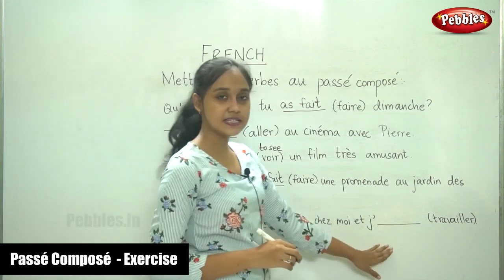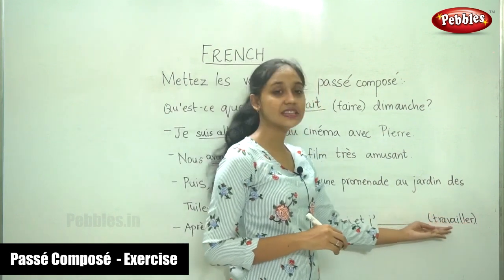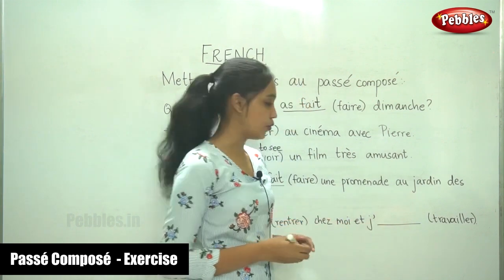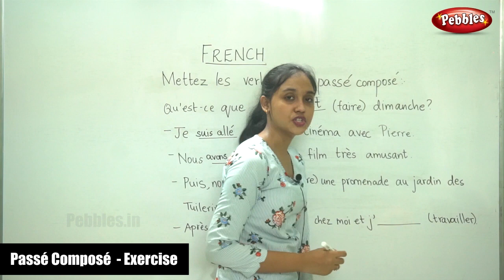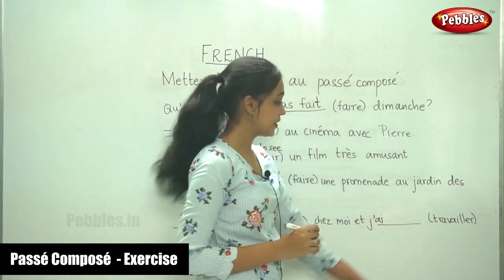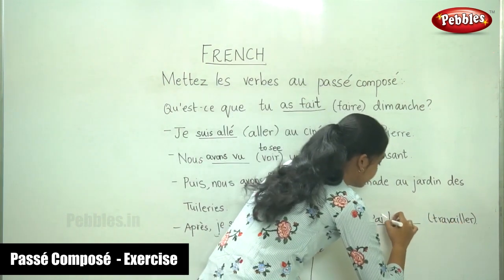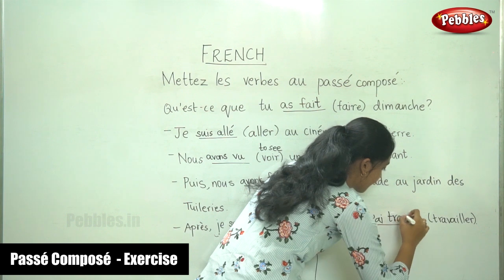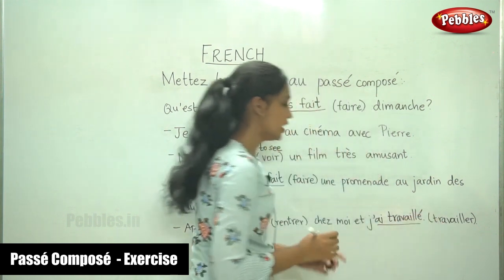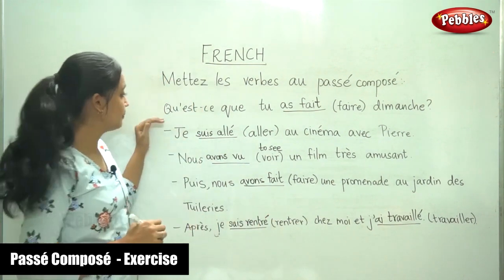Moving on to the next blank. Je dash and the verb is travailler. Now this verb takes avoir conjugation and for je it is ai. Je and the past participle of travailler, it is an er verb. J'ai travaillé.